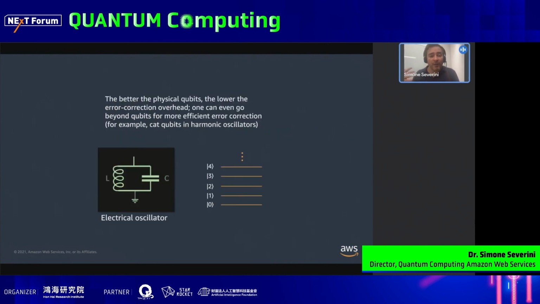Now, a potential approach here is the following. Let us try to build some hardware that gives more efficient error correction and minimizes the overhead. Many people are now considering what are called cat qubits in harmonic oscillators, and I will not describe this subject in detail here. In fact, I just mention it en passant.